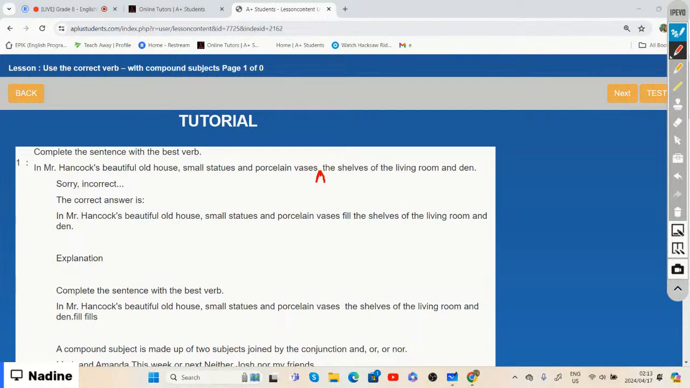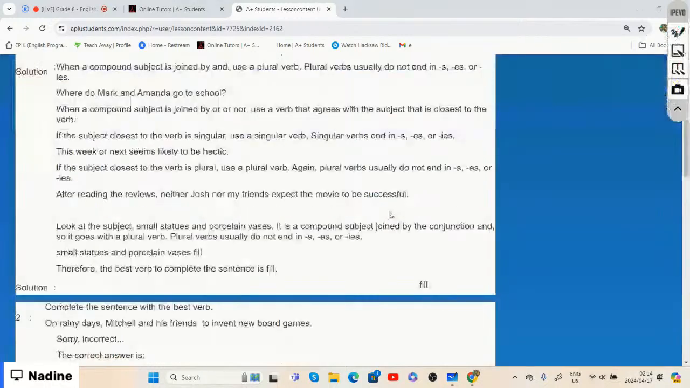All right, so we can say, in Mr. Hancock's beautiful old house, small statues and porcelain vases fill the shelves of the living room and den, right? So it fills up the place and makes the place beautiful and full. So fill is correct. The best verb within that sentence is fill.